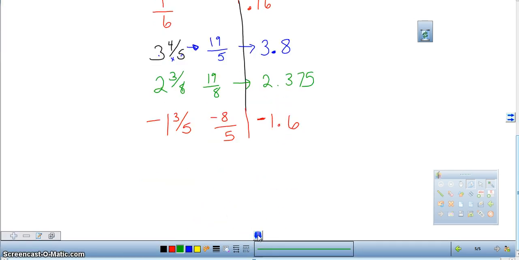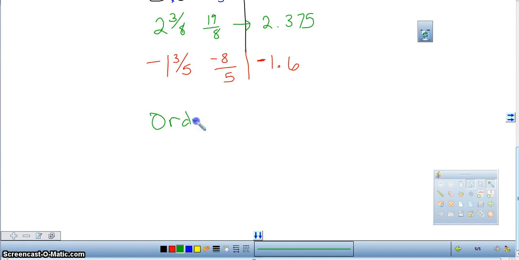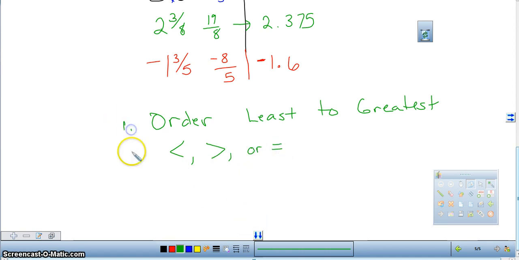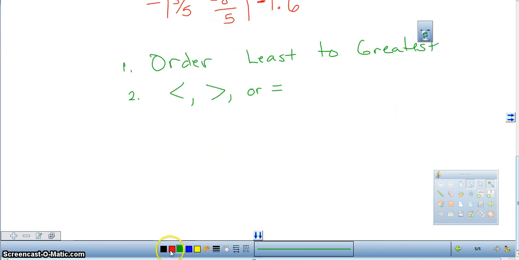Now something else you have to do today is you have to put things in order again. Order from least to greatest. And actually you also have to be able to use less than, greater than, or equal also. Okay, so this and this, two different things. All right, so I'm going to give you two fractions. 7 over 8 and 5 over 6. And if you're going to order them, you have to use less than, greater than, or equal. What you want to do is change to a decimal.